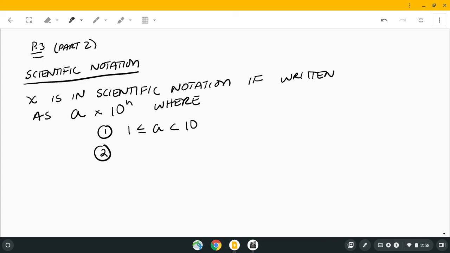Okay, and then the exponent, n, is an integer. So that means no fractions or decimals. Okay, so your exponent is like 0, plus or minus 1, plus or minus 2, plus or minus 3. Okay, no fractions or decimals.